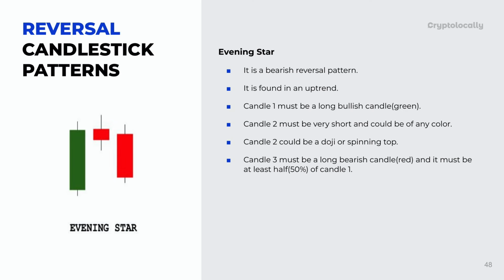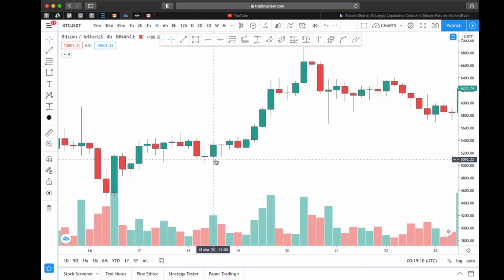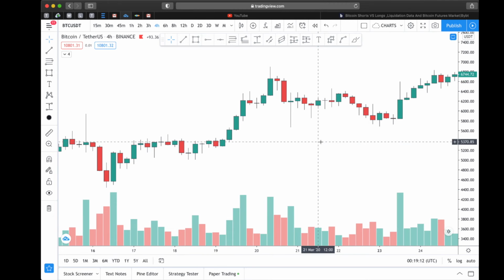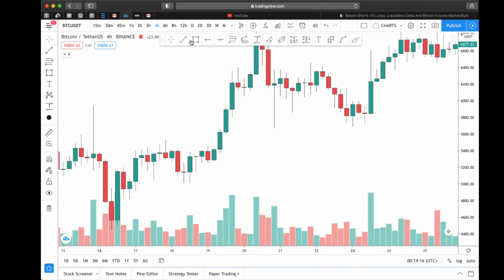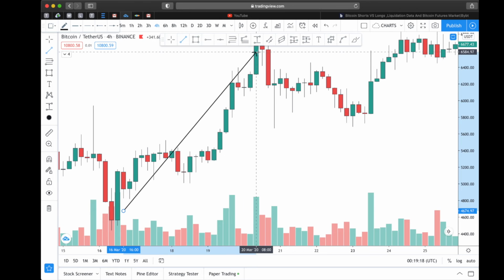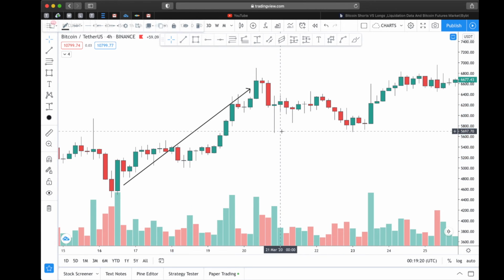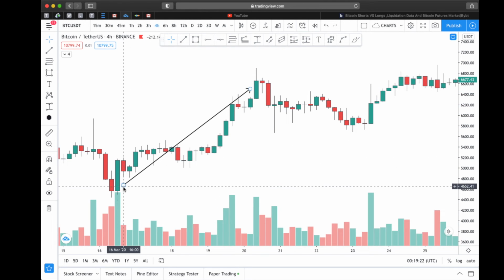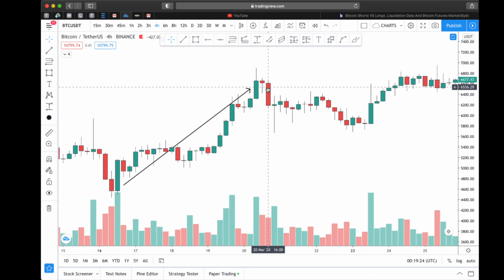Let's also look at that in a real life scenario. So this is it. This is an example. After an uptrend from here to this region, this is an uptrend from this swing low to this swing high. Then we have this green candle. Next to it, we have a small candle. It could be red, it could be green. It doesn't matter the color. Then next to it is this red candle. But in this one, you can say the red candle is more than the body of the green candle.